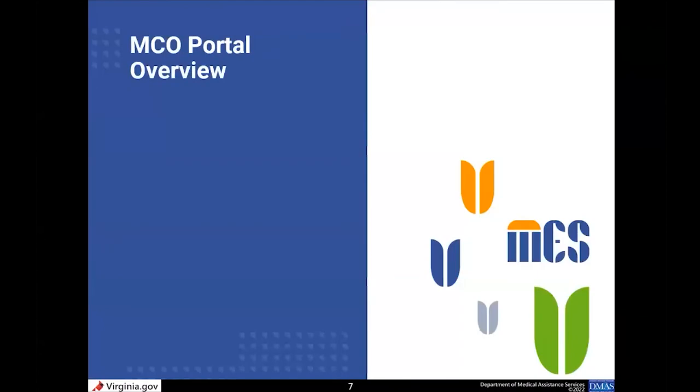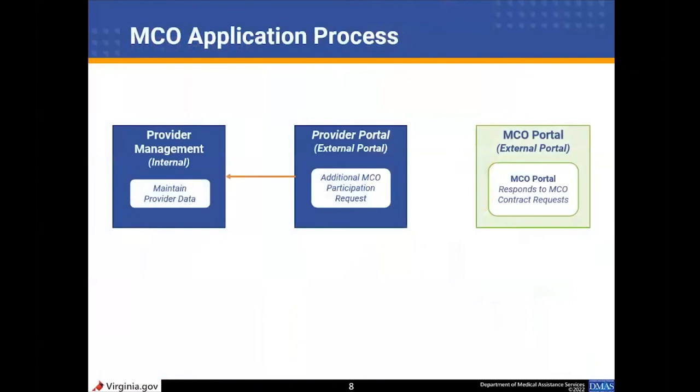First, we're going to look at the MCO portal overview. The MCO portal allows MCOs to view and act upon provider applications to participate in the MCO. When a provider enrolls using the provider portal, they have the option to request to participate in MCOs. If the provider application to participate in Medicaid is approved, provider management, or PM, pushes the MCO application to the MCO portal.